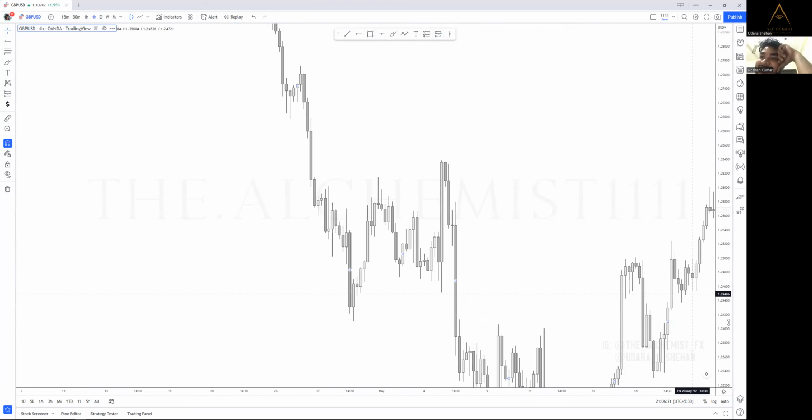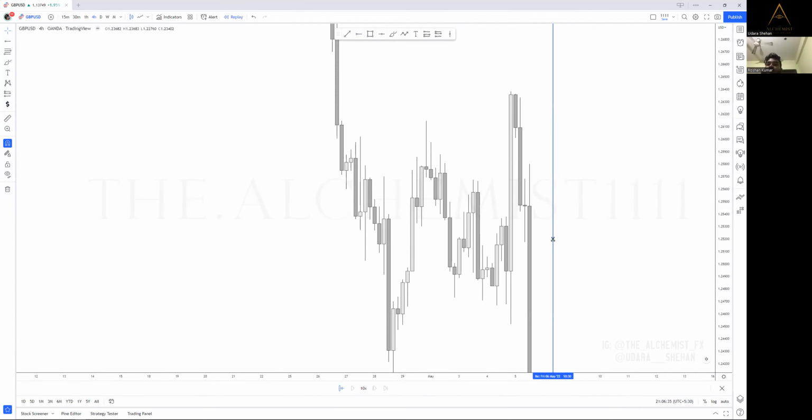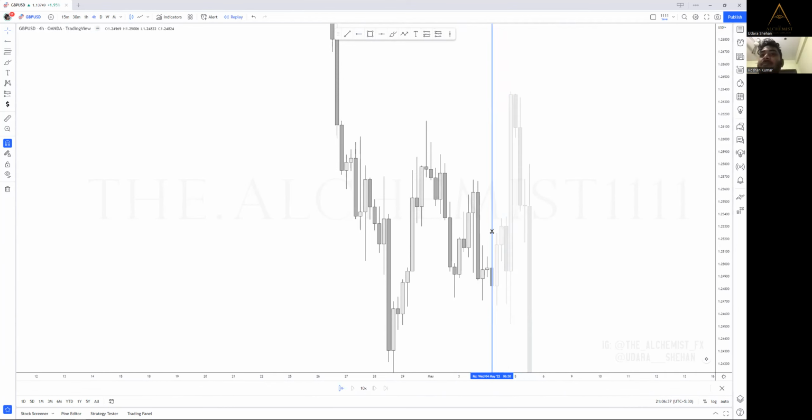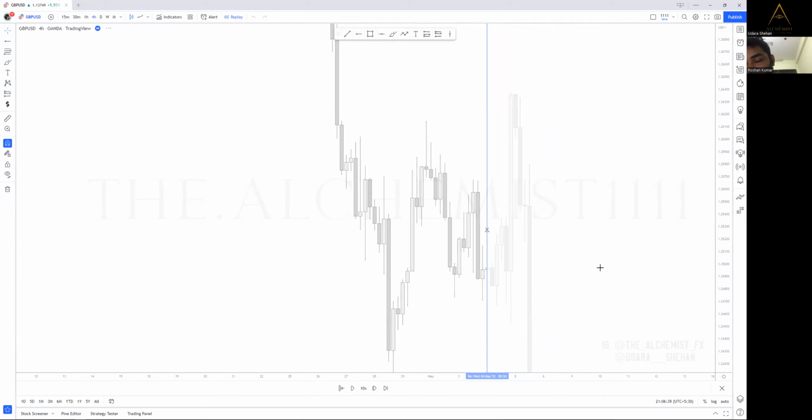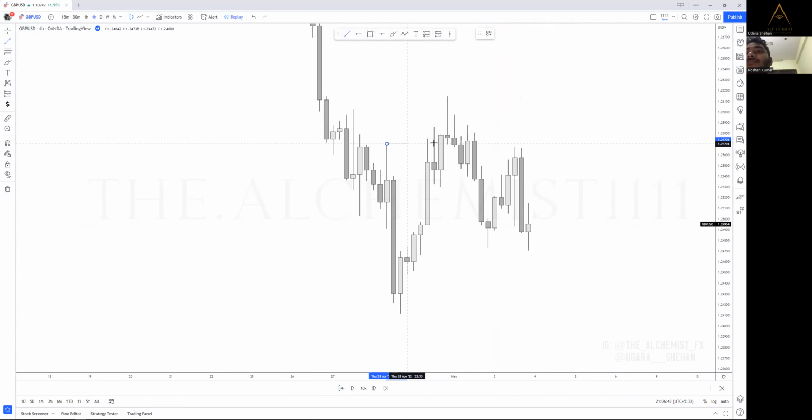Look at this one. Where did this tap into? It took out this swing high, took out this swing high, tapped right into the open close level. Tapped and boom. Look at this one. This was FOMC. I'll show you a trade with FOMC. Can you see that the market has broken above this swing high?